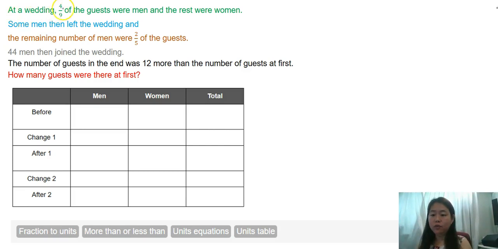At a wedding, 4/9 of the guests were men and the rest were women. So we know that at first, which is before, there were 4 portions or groups of guests who were men, and there were a total of 9 groups here. So if you use 9 minus 4, this will be a 5.